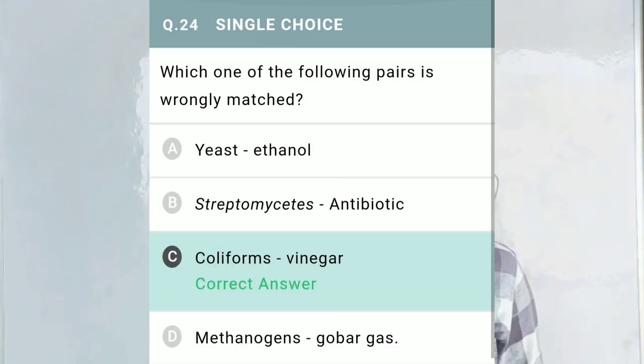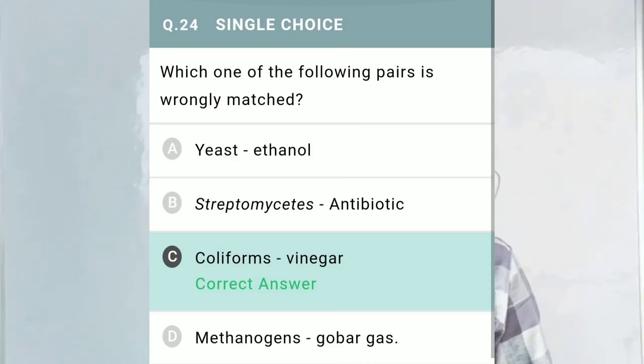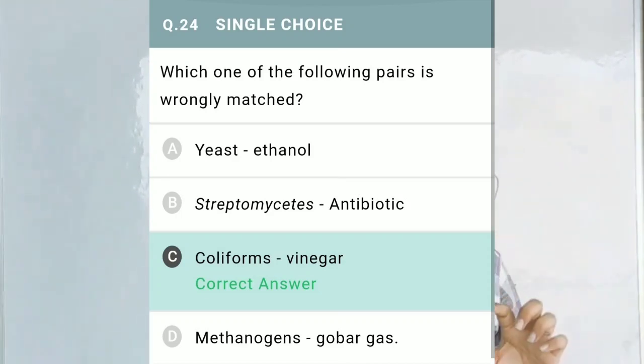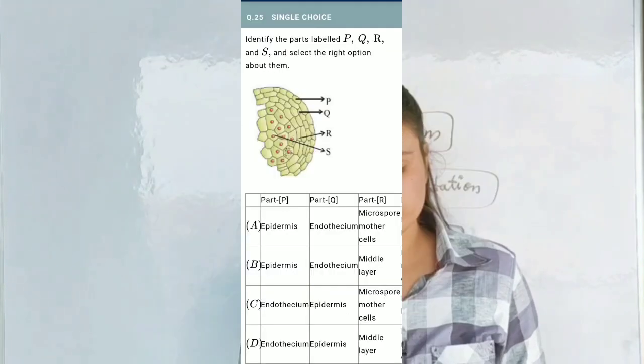Which one of the following pairs is wrongly matched? So option C is wrongly matched because coliforms are present in water which increase the BOD concentration of water. But if we talk about the synthesis of vinegar, the acetobacter acetate is used in the synthesis of vinegar. Now move to next question, question number 25.